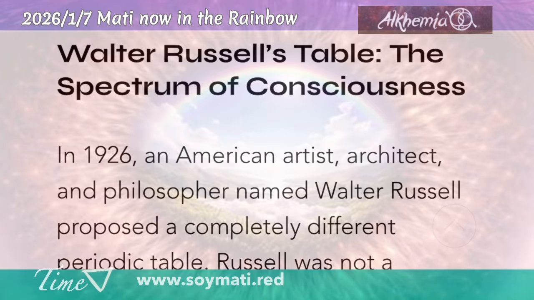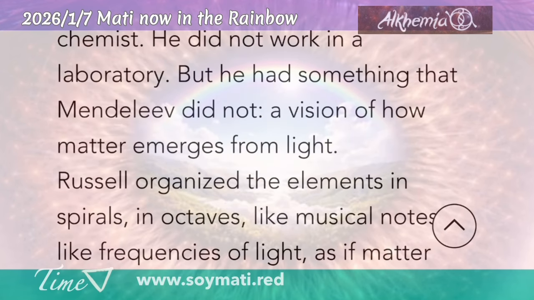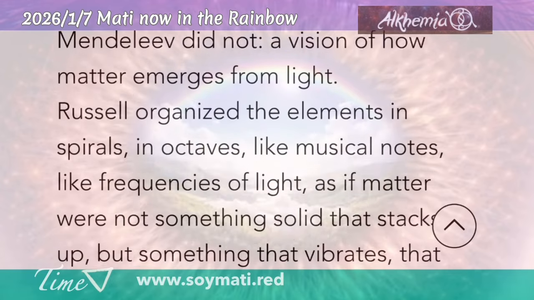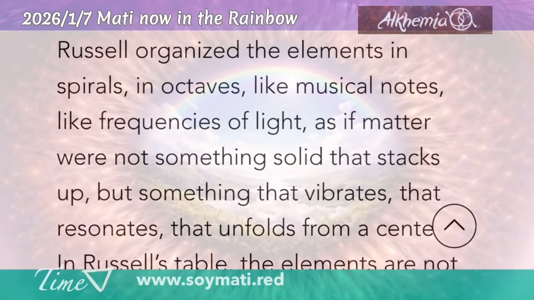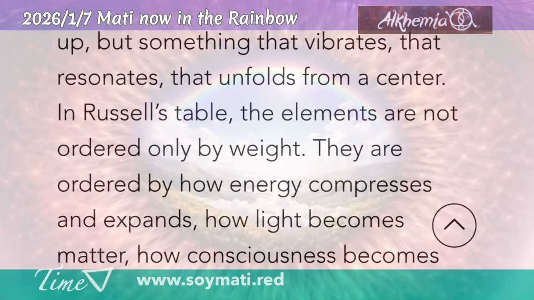In 1926, an American artist, architect, and philosopher named Walter Russell proposed a completely different periodic table. Russell was not a chemist. He did not work in a laboratory. But he had something that Mendeleev did not, a vision of how matter emerges from light. Russell organized the elements in spirals, in octaves, like musical notes, like frequencies of light, as if matter were not something solid that stacks up, but something that vibrates, that resonates, that unfolds from a center.